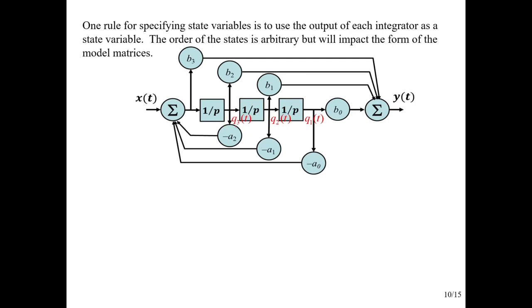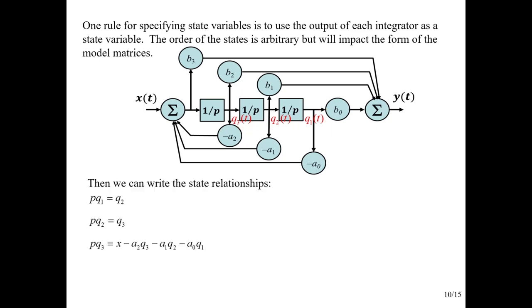Now, I could just as easily have made this Q1 and this Q3. I could name them or number them arbitrarily in a lot of different ways. That's going to change the form of the matrices, but not really change the nature of the system. So this is the canonical way to do it. Start back here and move this way. So that's the idea. So now we have our state variables defined, and now we can write relationships.